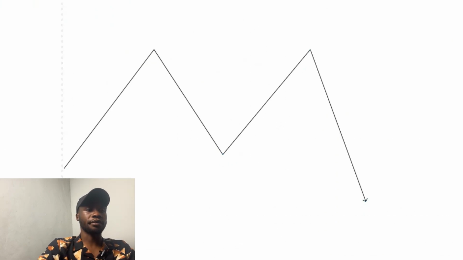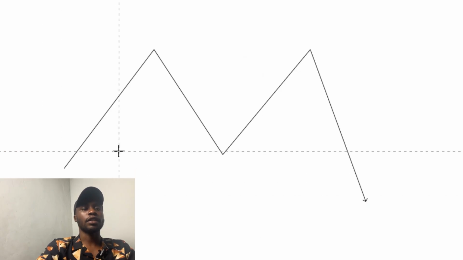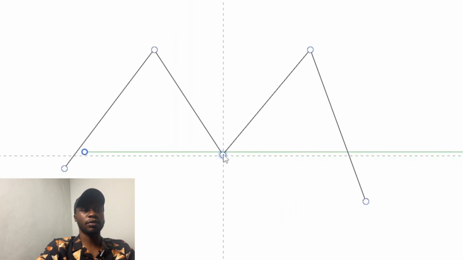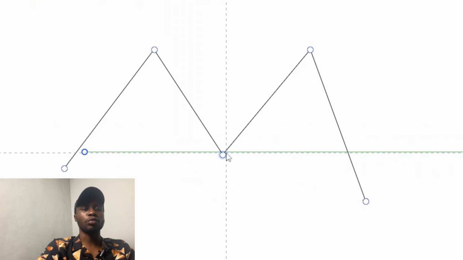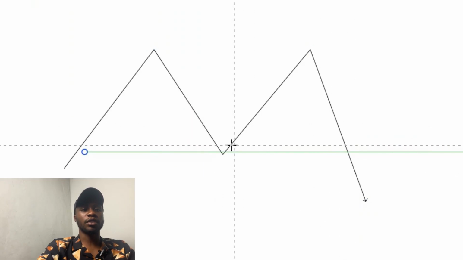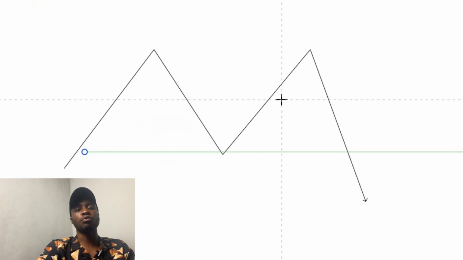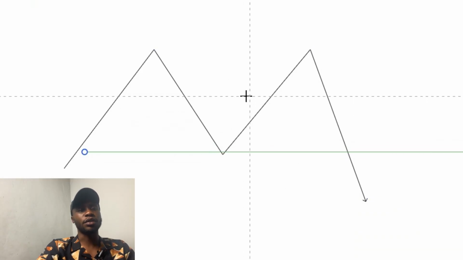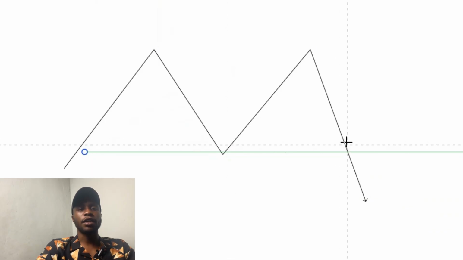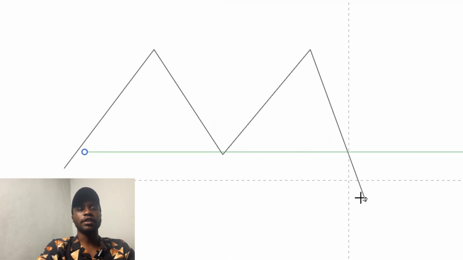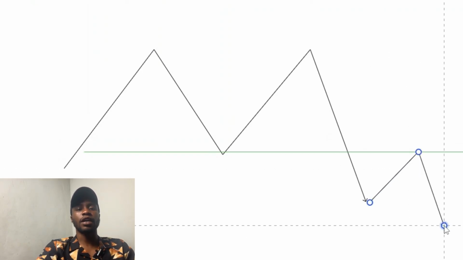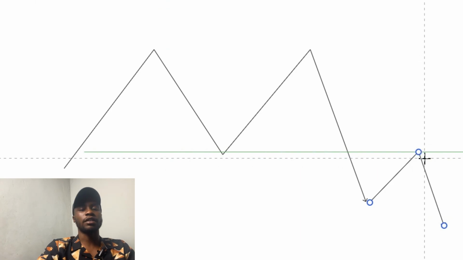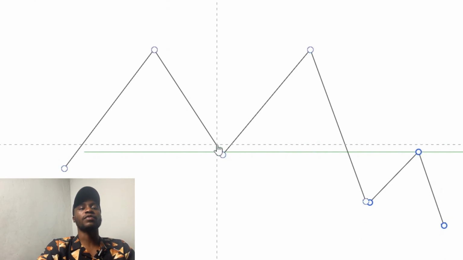So how do I trade the double top? There's what we call the neckline. This is the neckline. This middle part, right here, is the neckline of this double top. So I wait for a breakout from this neckline. After the double top has finished forming, I wait for a breakout from the neckline, then a retest like this. Then I execute at this point, then hold it to the downside.